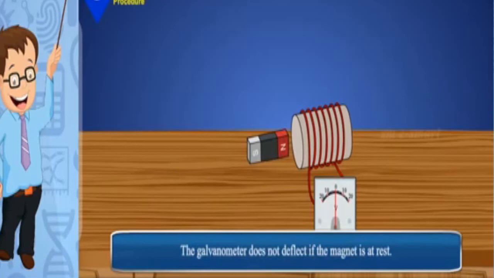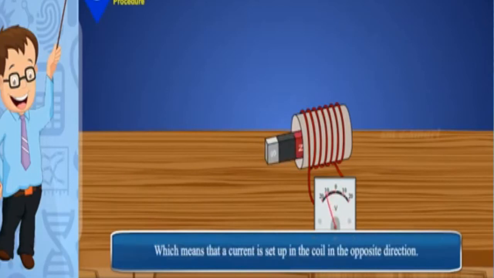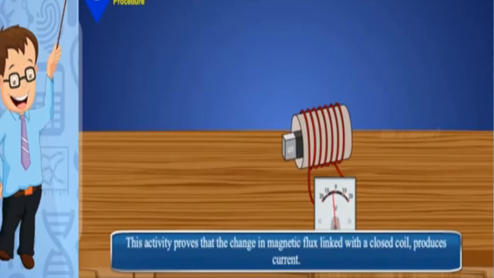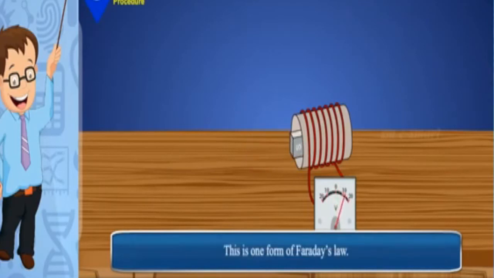The galvanometer does not deflect if the magnet is at rest. If the magnet is moved away from the coil, the needle in the galvanometer again deflects, but in the opposite direction, which means that a current is set up in the coil in the opposite direction. If we use the south pole of the magnet instead of the north pole in the above activity, the deflections are exactly reversed. This activity proves that a change in magnetic flux linked with a closed coil produces current. Whenever there is a continuous change of magnetic flux linked with a closed coil, a current is generated in the coil. This is one form of Faraday's law.